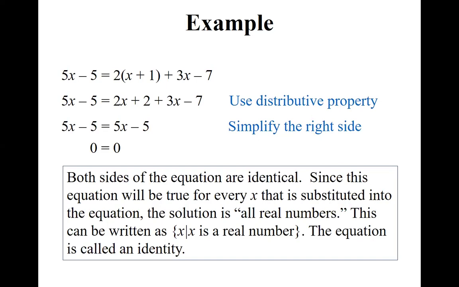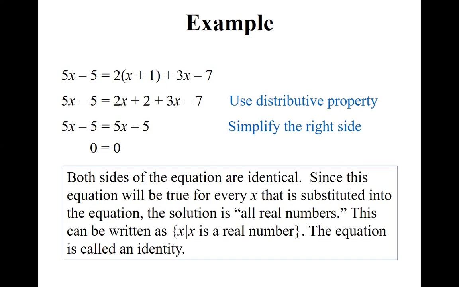So both sides of the equation are identical. Since this equation will be true for every x that is substituted into the equation, the solution is all real numbers. This can be written in set builder notation as the set of all x such that x is a real number. This equation is called an identity when this happens.